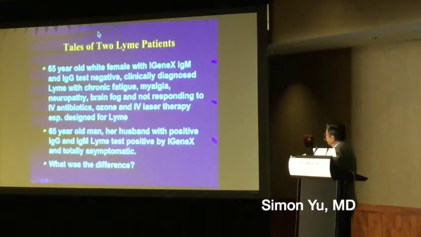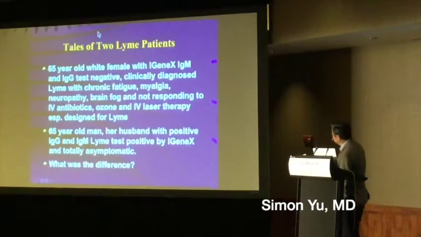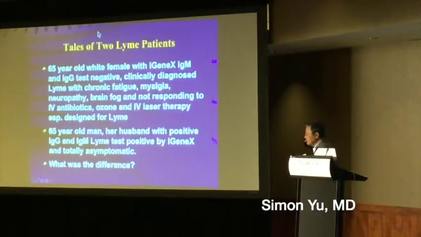Here's a tale of two Lyme patients. A 65-year-old white female with the Arminex IgM and IgG test negative, clinically diagnosed Lyme with chronic fatigue, myalgia, neuropathy, brain fog, and now responding to IV antibiotics, ozone, IV laser therapy, especially IV laser therapy designed for Lyme. Her husband is positive for the IgG, IgM Lyme test, positive for Arminex, and totally asymptomatic. So how could they make a difference? One is totally asymptomatic with a positive test, and one is test negative and has all the symptoms of Lyme. What is the difference?